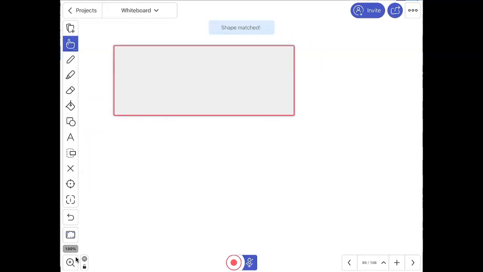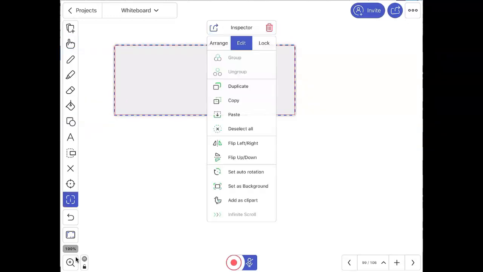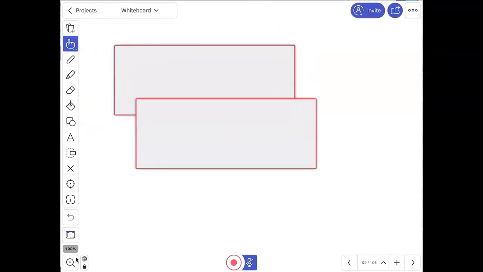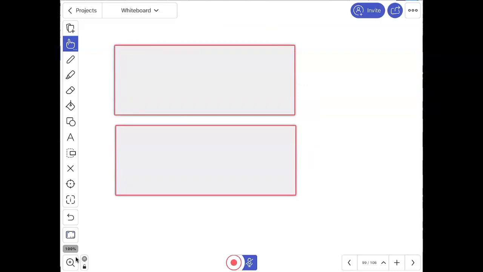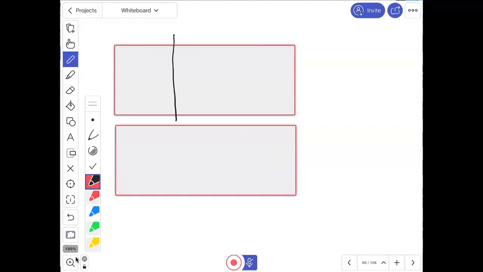Okay, so I've got my rectangle. I'm going to duplicate it so it's exactly the same. I know it's exactly the same. Okay, 2 identical rectangles. I'm going to partition the top one into thirds, the best I can. Pretty close. So this is 1/3, and this is 1/3, and this is 1/3.